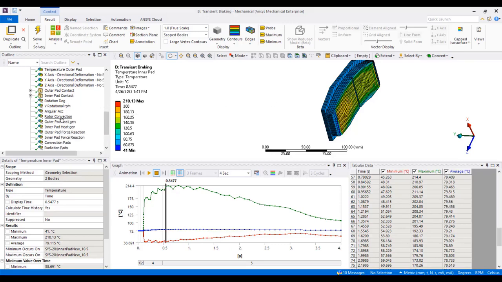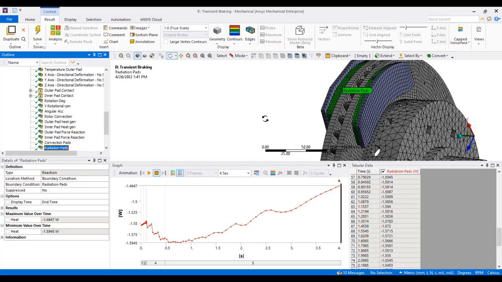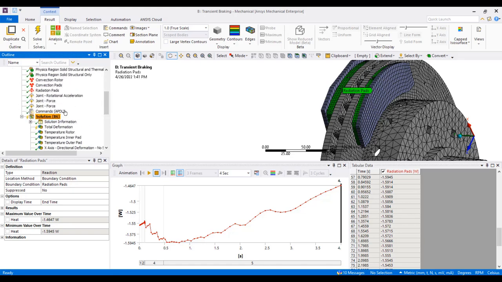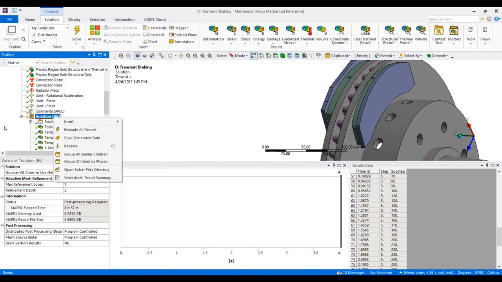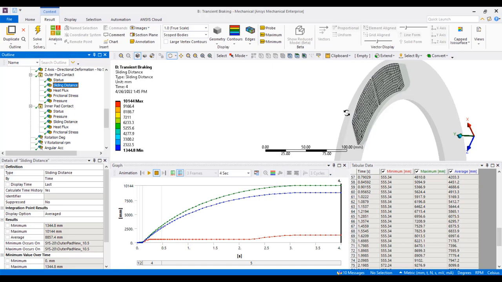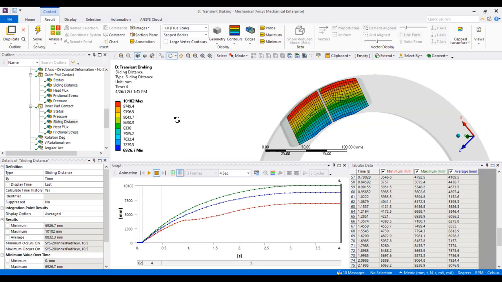Additional thermal results are available to look at, say, the convection on the rotors, the convection on the pads, and the radiation on the pads throughout the analysis. These results can be obtained by dragging and dropping our inputs onto the Solution tab or by inserting a result probe. Next, we can use our contact results for the outer and inner pads to look at some more precise values or results within them. Here, we can see the sliding distance for a single friction surface and see that it grows with the rotation of the rotor. Again, we see a nice contour from the inner radius to the outer radius, which is consistent for both friction surfaces.